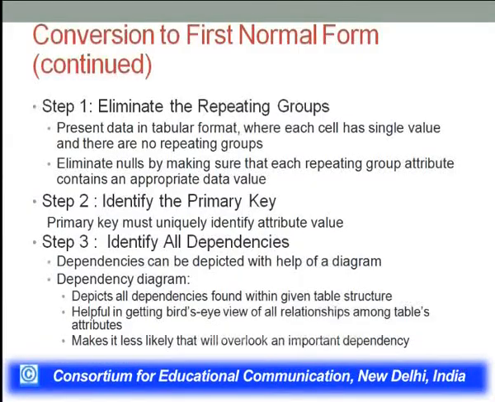The third step that is followed is to identify all the dependencies. In order to identify all the dependencies, a dependency diagram is created. So, this dependency diagram will depict all the dependencies which are present in the given table structure. It will be helpful in getting a bird's eye view of all relationships among the table attributes, and it makes it less likely that somebody will overlook an important dependency.